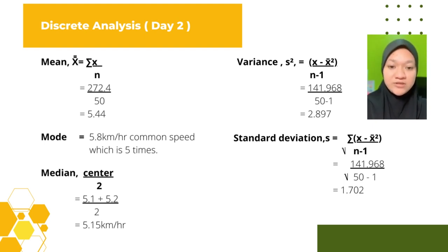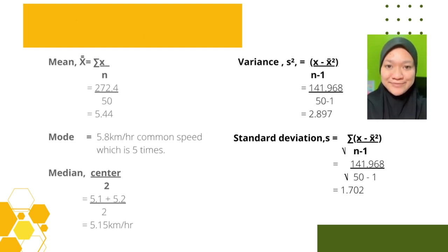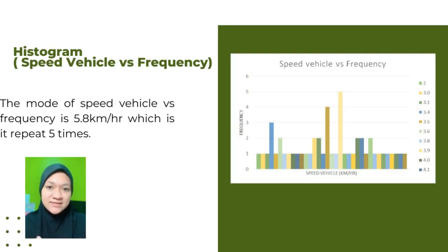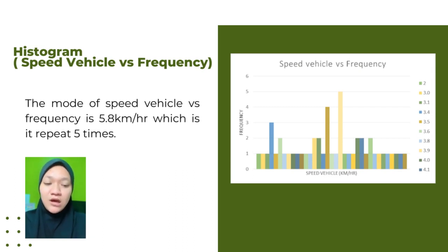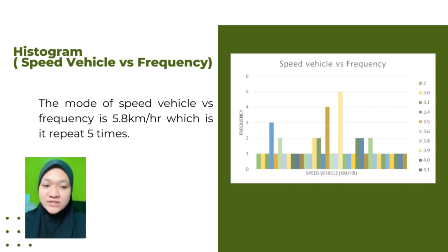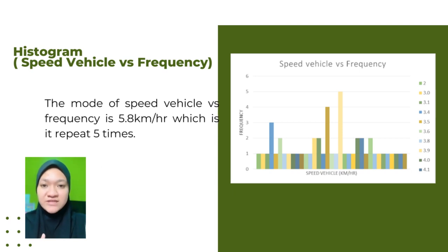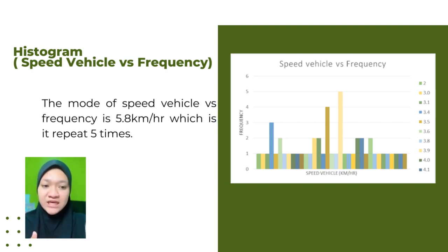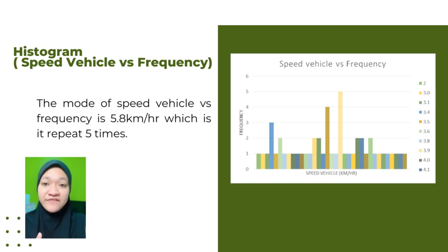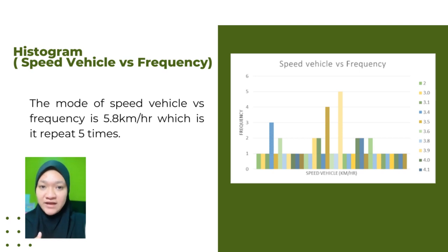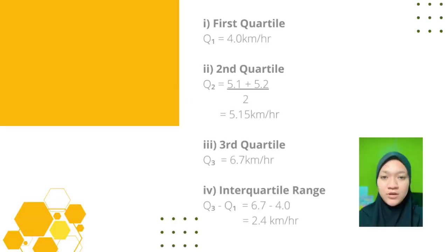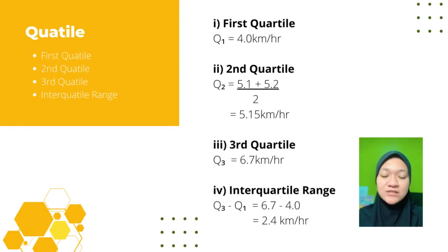So we are going to continue to the next slide. The next data I am going to present is our histogram graph, which is speed of vehicle versus frequency of the speed. The mode is 5.8 km per hour, which repeats 5 times. Next slide is quartile.